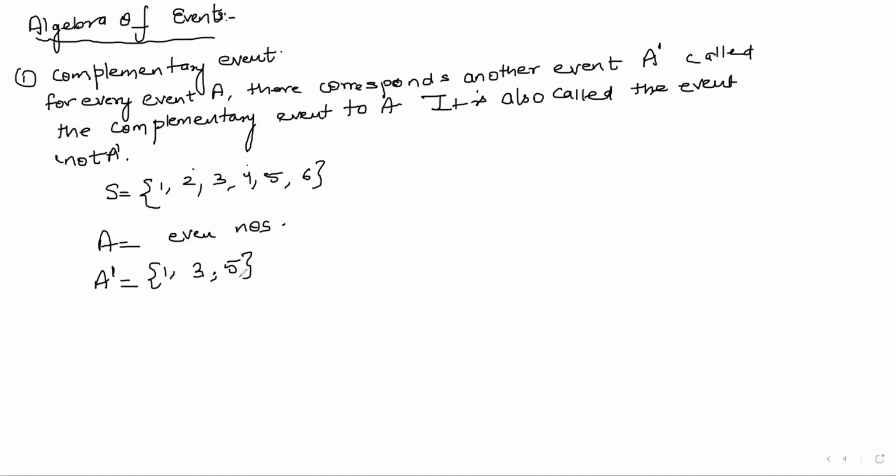So if you have one event and you need to find the complementary of that, just find the opposite of that. If they are saying the even numbers and they're saying A complement, then select the remaining numbers. I hope there is no doubt in complementary events. Please note down this, then we will start the next one.